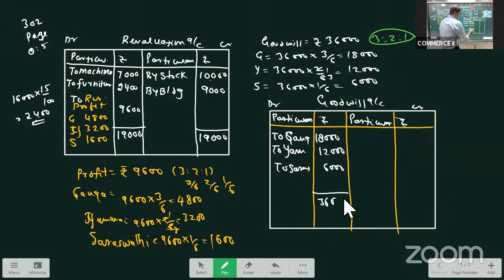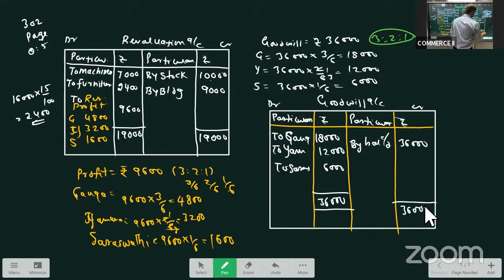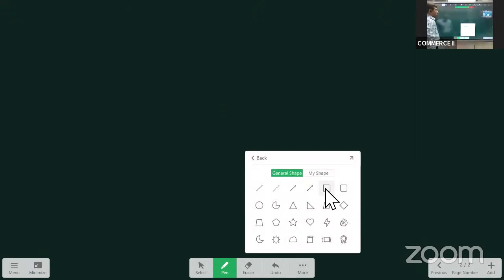So that balance we have to show in the balance sheet by balance carried down. 36,000 we have to show in the balance sheet. So we have to write to balance brought down 36,000. Okay, so 36,000 goodwill is showing debit balance. This will appear in the balance sheet. Okay, so we have prepared revaluation account. We have prepared goodwill account. Now let us go to the next step of preparing what? Partners capital account.